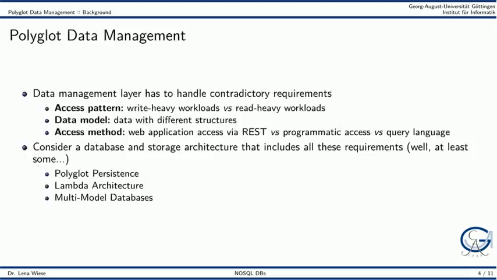First of all, in an application, the data management layer has to handle contradictory requirements. Several applications might have different access patterns. For example, one application might have write-heavy workloads, whereas the other one might have more read-heavy workloads.